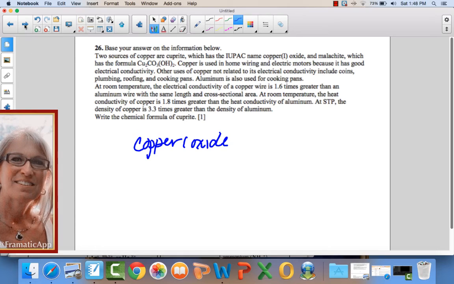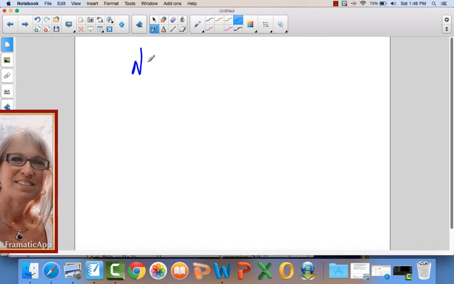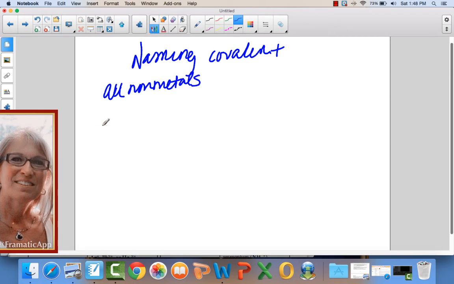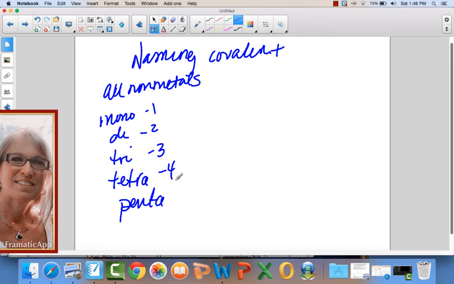Okay. Let's look at naming covalent compounds. So this is all nonmetals, right? And we have to use prefixes like mono, di, tri, tetra, and penta. Okay? We don't need to do all of them. Mono means 1, di 2, tri 3, tetra 4, penta 5.